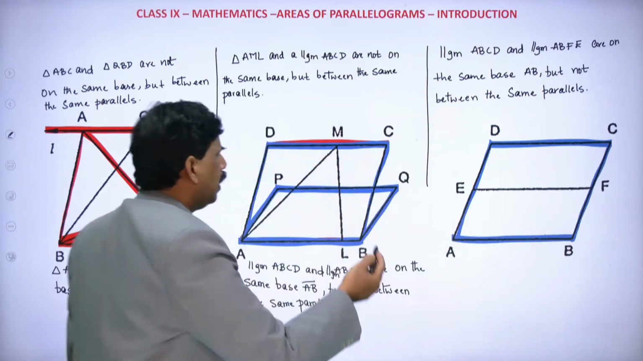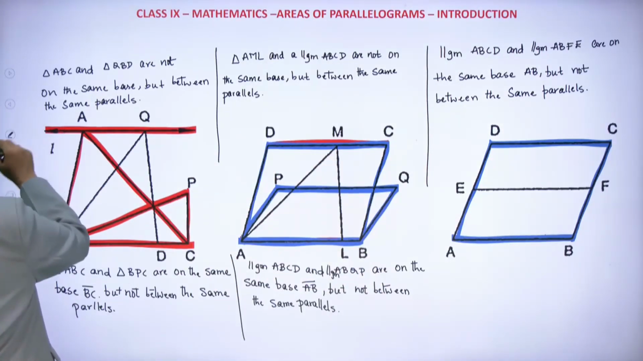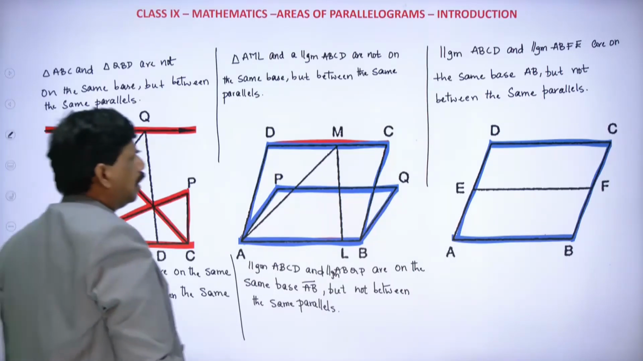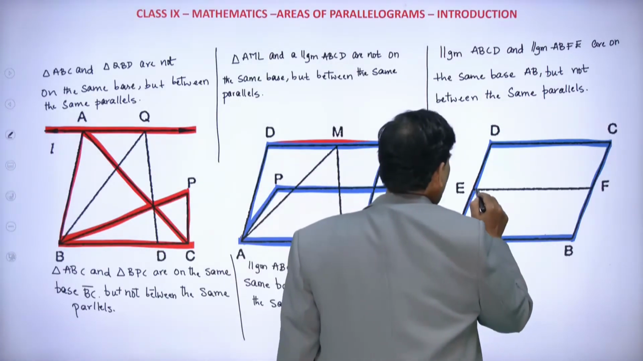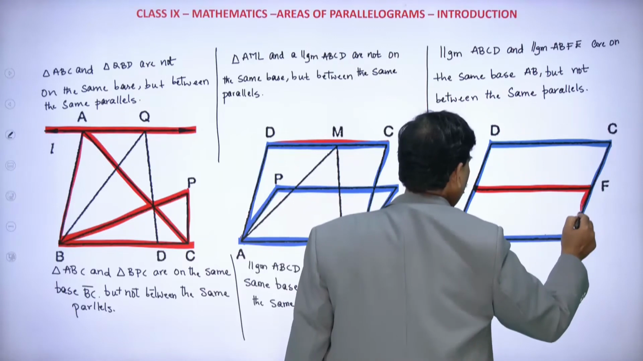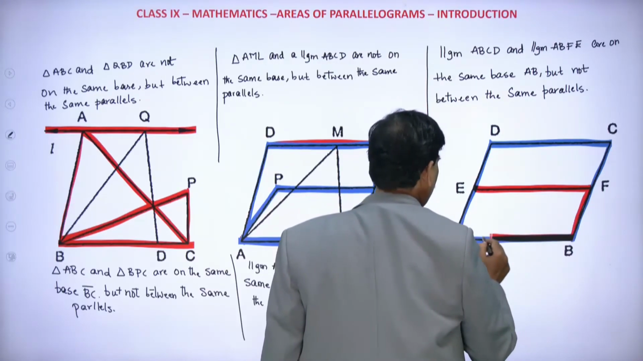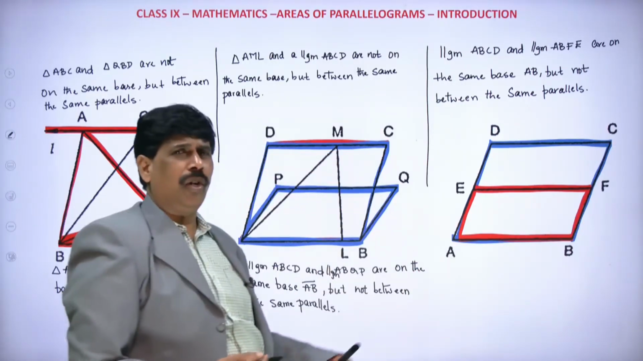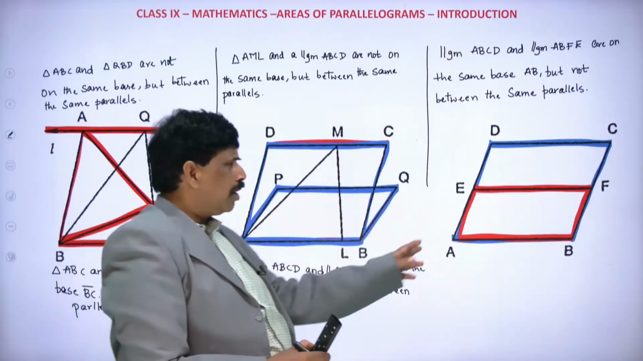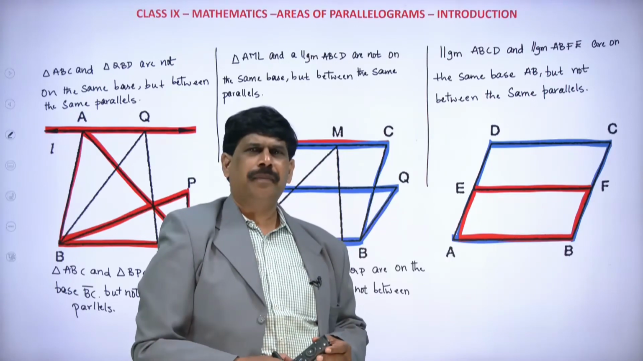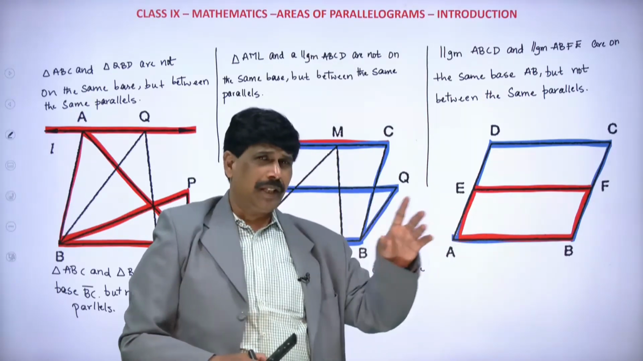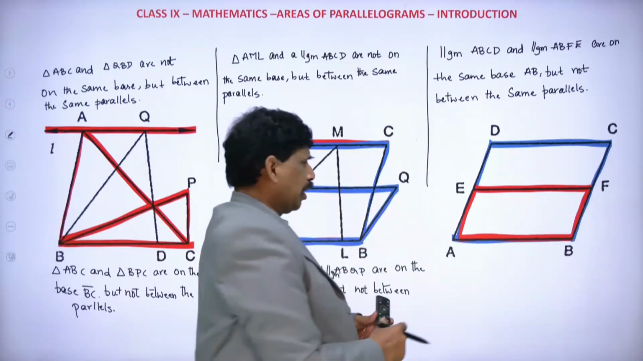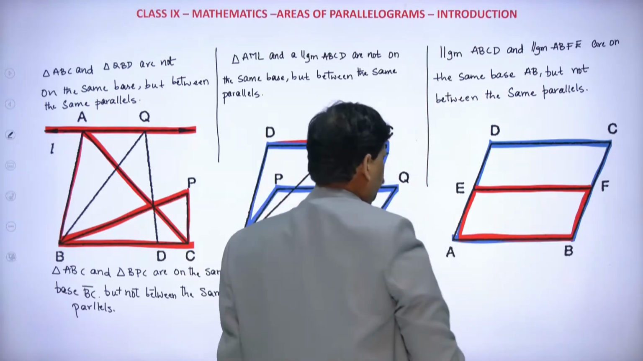ABCD. And you have another parallelogram. See, this is one more parallelogram. Okay, you look at here, both these parallelograms are on the same base AB, but not between the same parallels. And what can you say about these two parallelograms?